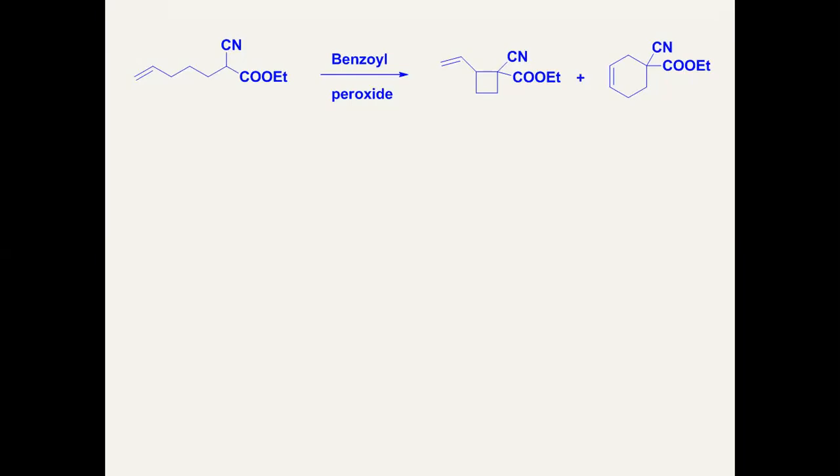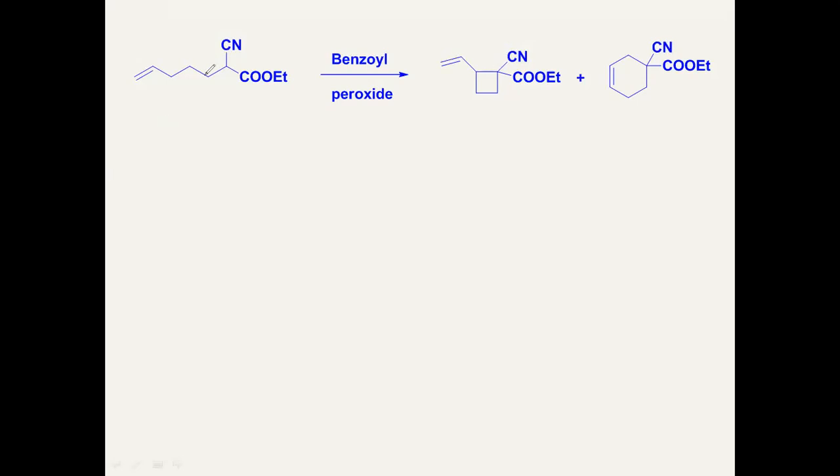The question is, this benzoyl peroxide would initiate the formation of a free radical in this molecule, and two products are formed by rearrangement. It's very easy to understand the mechanism. You see here how to write the mechanism, but whenever you have such questions in your exam, what to do then?